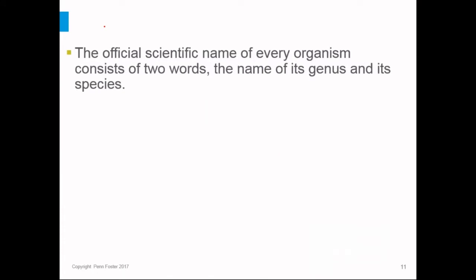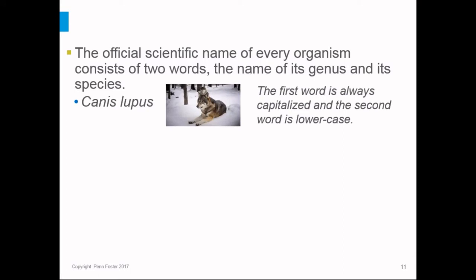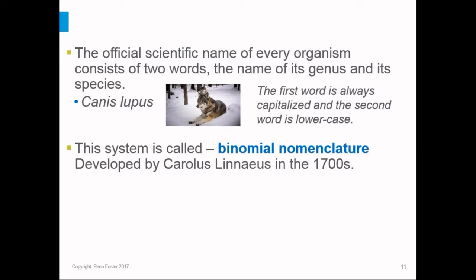Now, the official scientific name of every organism consists of 2 words, the name of its genus and species. For example, wolves are in the genus Canis, and their species name is lupus, making their name Canis lupus. That's the official scientific name for a wolf. The first word in their name is always capitalized, and the second word is always lowercase. This whole system is called binomial nomenclature. Okay, so binomial nomenclature is a fancy way to say 2 names.